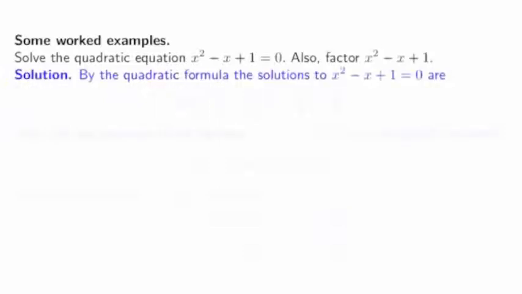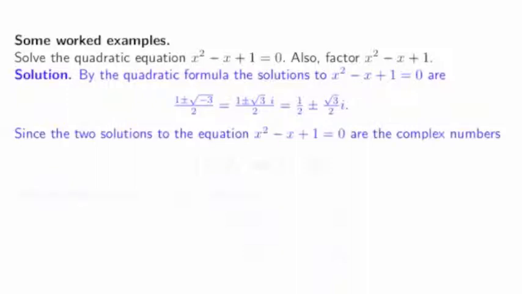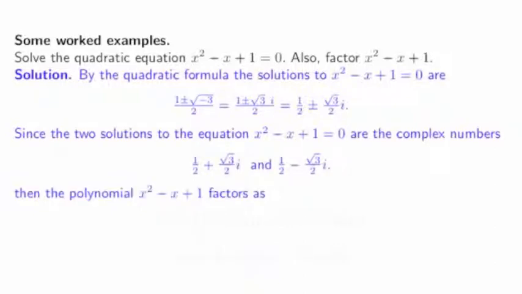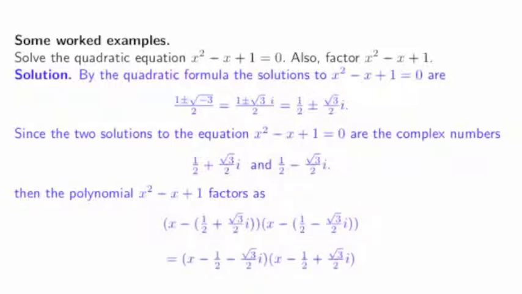A few more worked examples. Let's instead look at the polynomial x squared minus x plus 1. I've changed the sign on x from the last problem. And let's factor this when we're done. By the quadratic formula, with a equal to 1, b equal to minus 1, and c equal to 1, we get that our solutions are 1/2 plus or minus root 3 over 2 i. So I get these two complex numbers, and therefore if c is a zero, then x minus c will be a factor, so my factors are x minus the first complex number times x minus the second. Distribute the minus signs and simplify. And here's the factoring of x squared minus x plus 1.